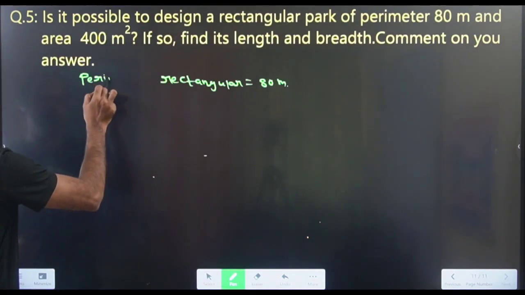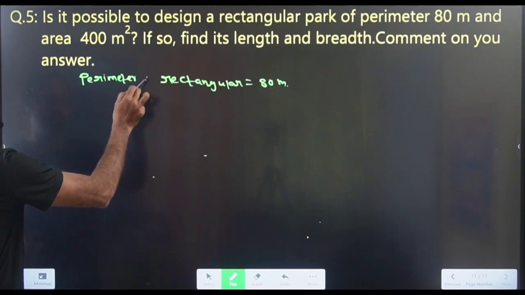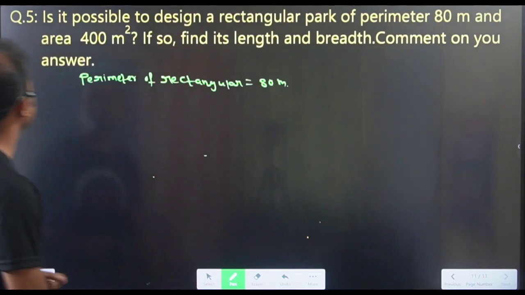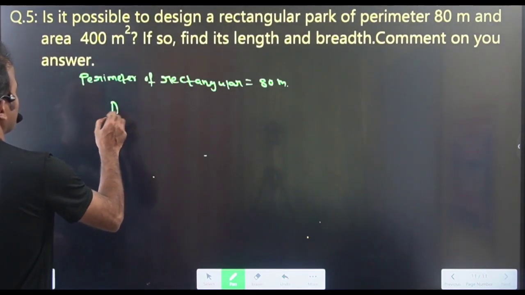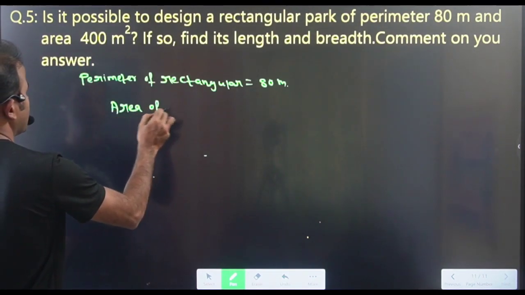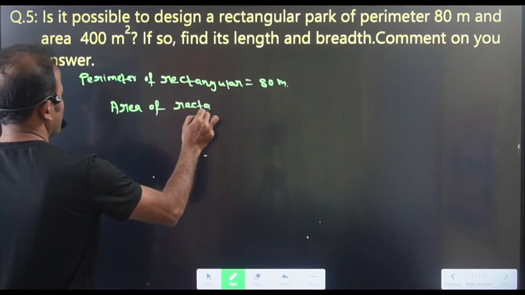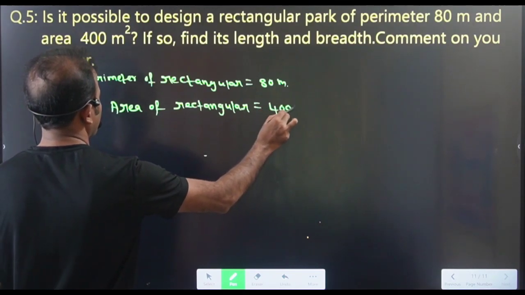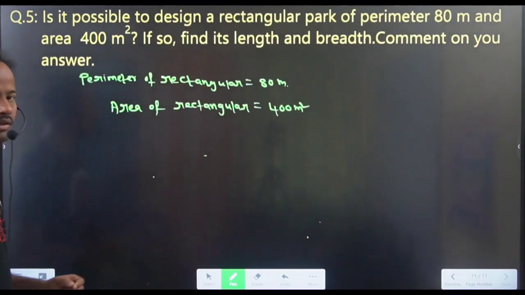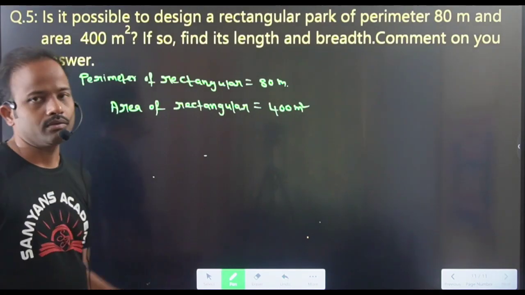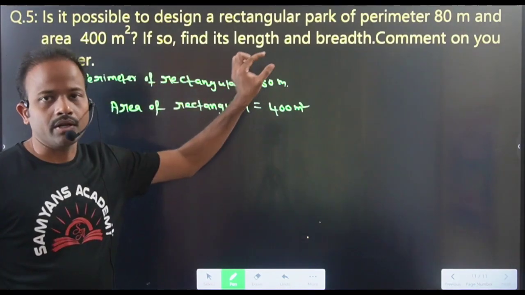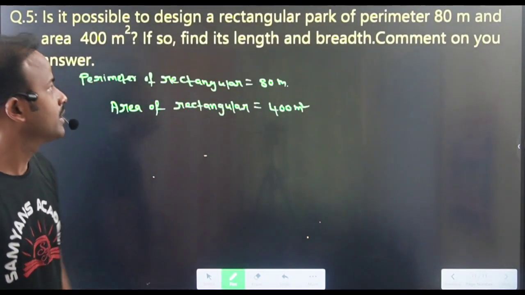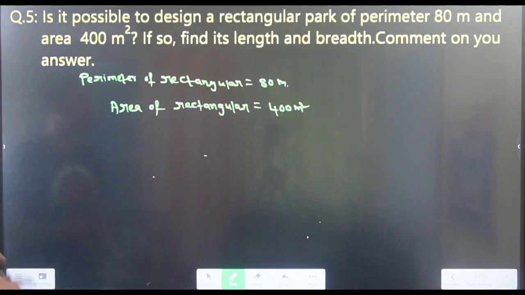Perimeter of rectangle equal to 80 meter, and area of rectangle equal to 400 meters square. These are the given conditions, given values. Perimeter of rectangle equal to 80 meter, area of the rectangle equal to 400 meters square. Then we have to find the length and the breadth.